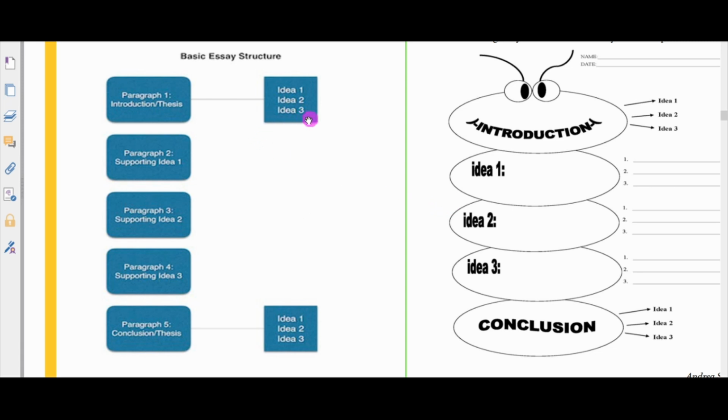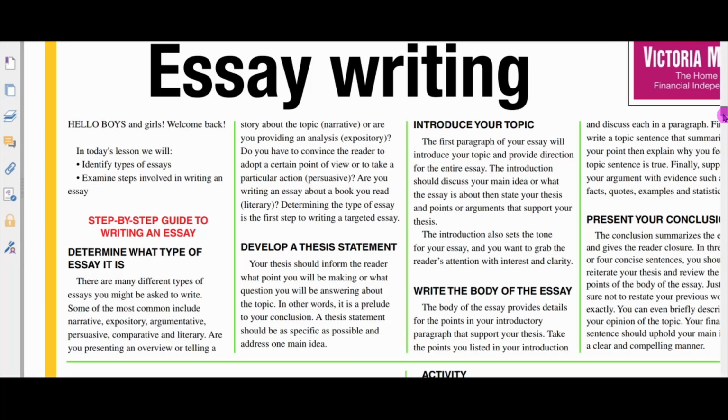Okay, so once we're using this structure and we're working towards completing the things that are required, our essay will start to take shape and will be better than if we just wrote from the top of our heads. All right, take care, guys.